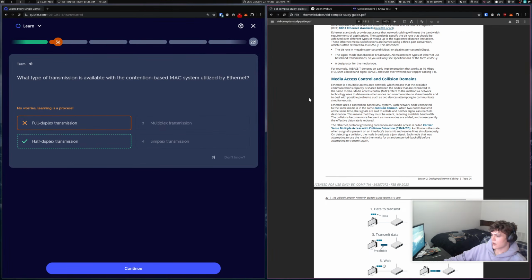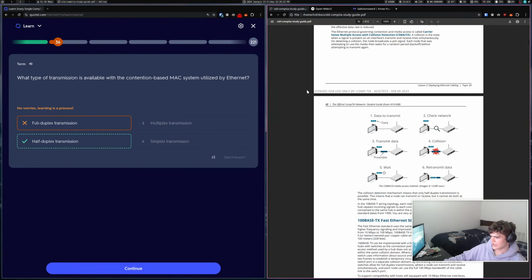The Ethernet protocol governing contention and media access is called Carrier-Sense Multiple Access with Collision Detection, CSMA/CD. A collision is the state when a signal is present on an interface's transmit and receive line simultaneously. On detecting a collision, the node broadcasts a jam signal. Each node that was attempting to use the media then awaits a random period before attempting to transmit again.